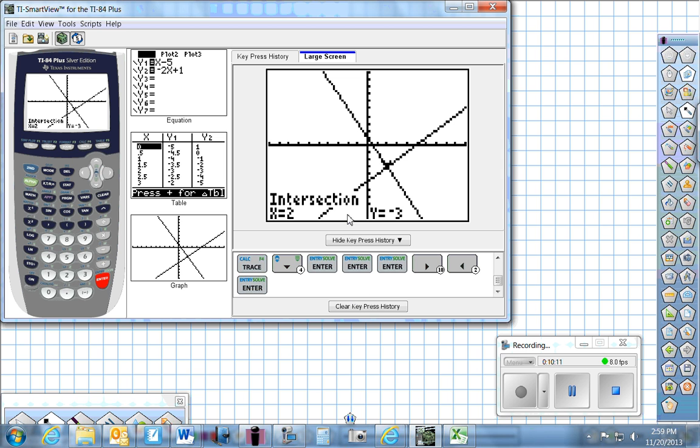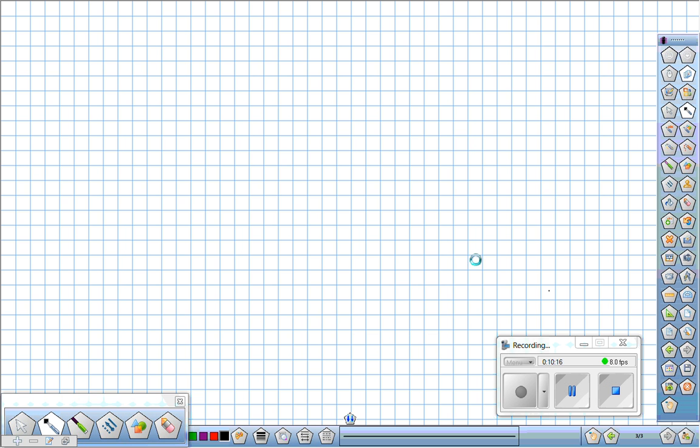So what we're going to do is learn a couple different methods. One of them is the substitution method. So hopefully you guys have done this before.